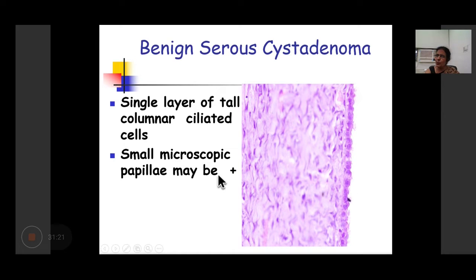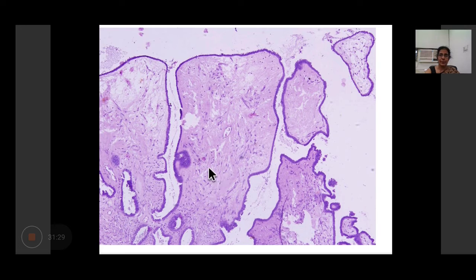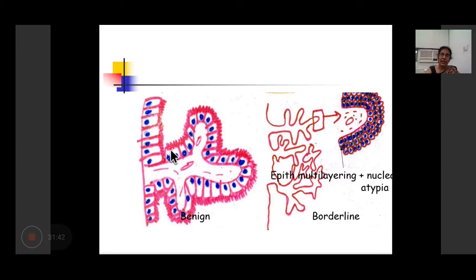There may be small microscopic papillae, but they would still be lined by benign looking cells with a low nucleocytoplasmic ratio, no mitosis, no atypia. So sometimes you may get these papillae, but they would all still be lined by a single layer of cells with a fibrous core in it, right? And there is no mitosis, atypia or hyperchromasia. So this is the benign one: low nucleocytoplasmic ratio, basally placed nuclei, cilia on the surface.